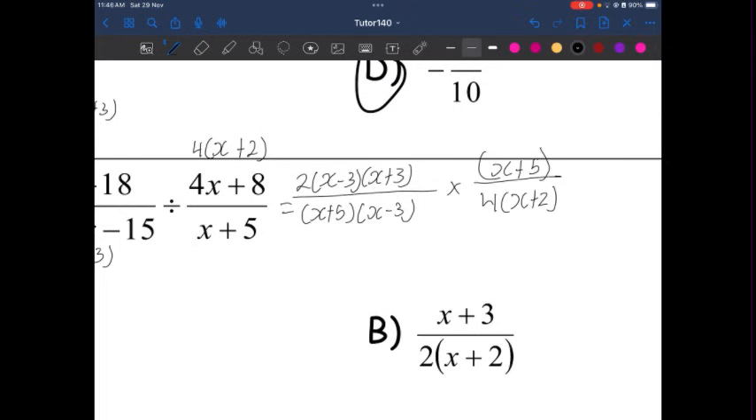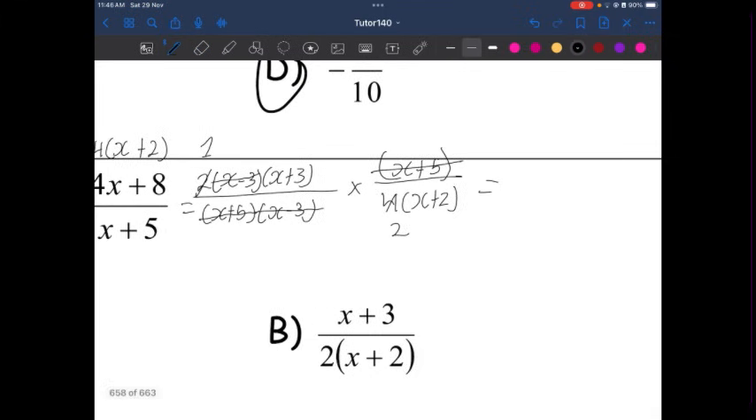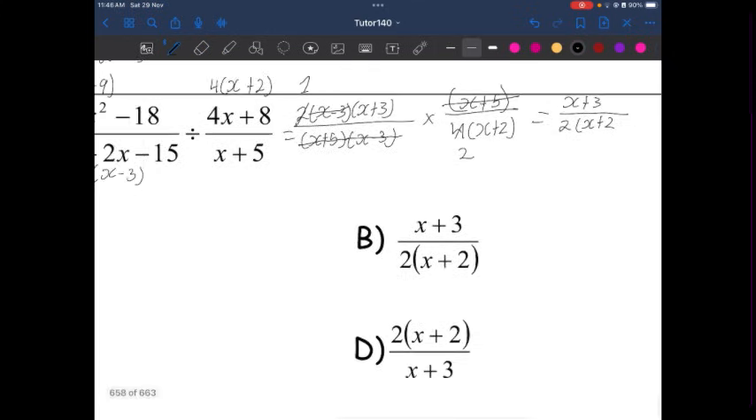We could start crossing out, so this and this could cancel, this and this could cancel. 2 goes into 2 once, and 2 goes into 4 twice. So we're left with x plus 3 over 2, x plus 2. x plus 3 over 2, x plus 2. So our answer is B.